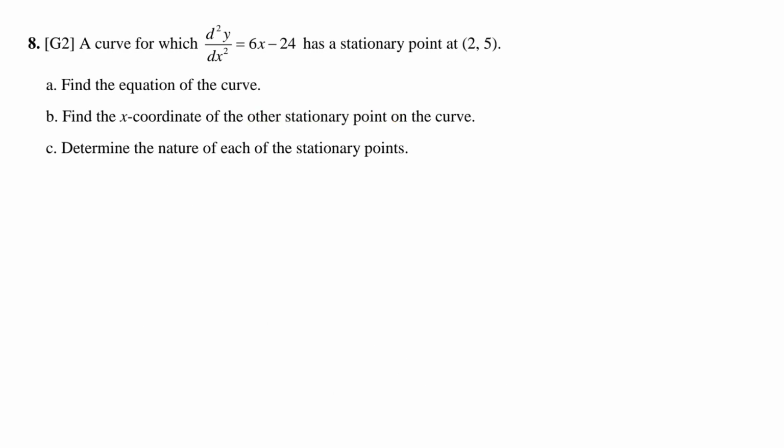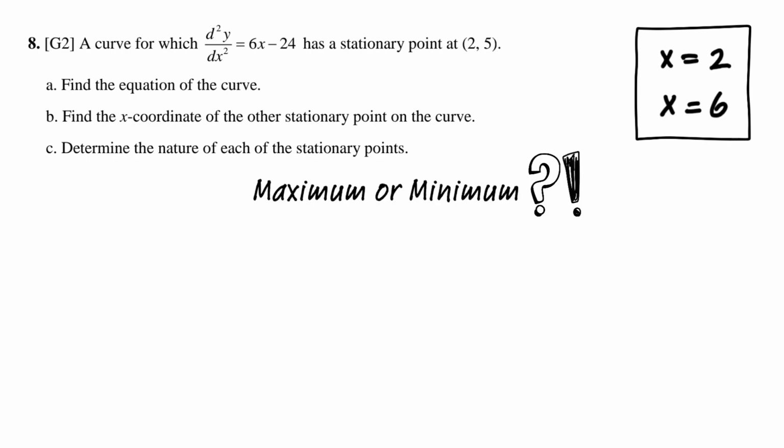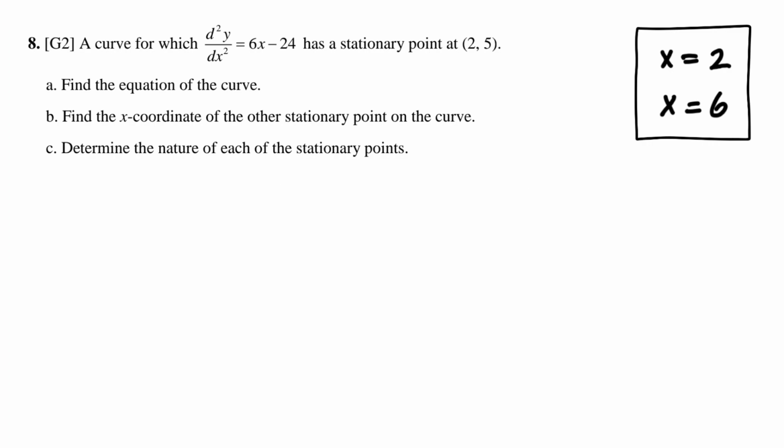Let's solve the last part, c. The question is, are these stationary points, x equals 2 and x equals 6, a maximum or a minimum? We are asked to determine the nature of those stationary points. In order to do so, we use the second derivative test, which we are already given in the question, d squared y over dx squared equals 6x minus 24.